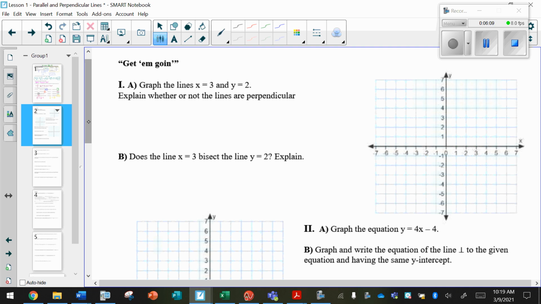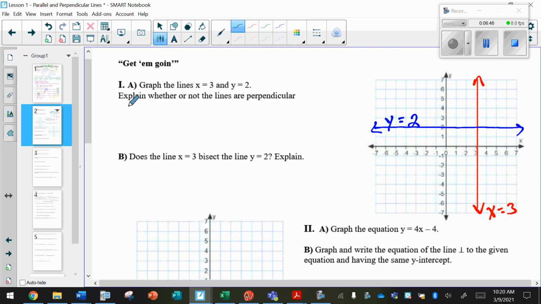So let's first make sure you can graph these correctly. The line x equals 3 means no matter what y value you pick, the x value is always 3. So x equals 3 is actually a vertical line through the x value of 3. The line y equals 2 means no matter what x value you pick, your y value is always 2. So that is a horizontal line with a slope of 0. Your vertical line has a slope that is undefined.